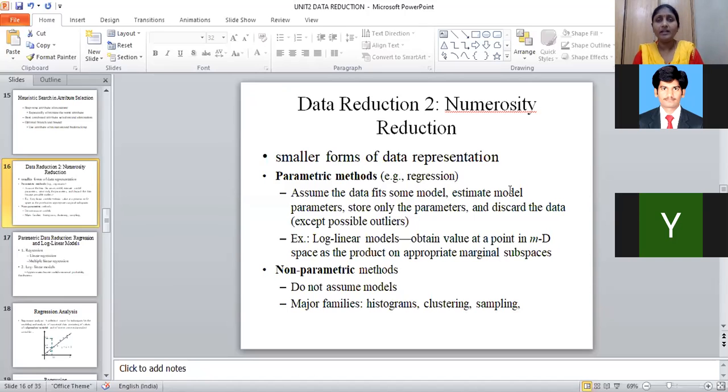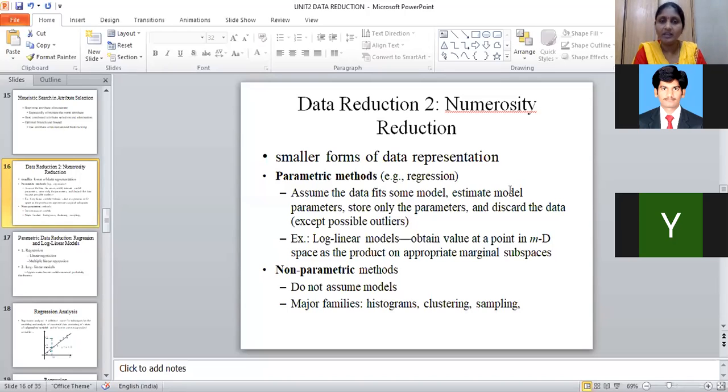In the parametric method, it assumes a mathematical model and fits the data to this mathematical model. That means we assume that the data fits some model, estimate the model parameters, and store only those model parameters, and sometimes also the outlier values. We are not storing any data values. With those parameter values only, we make the data fit into some mathematical model. That is the parametric method. Examples are regression and log linear models.